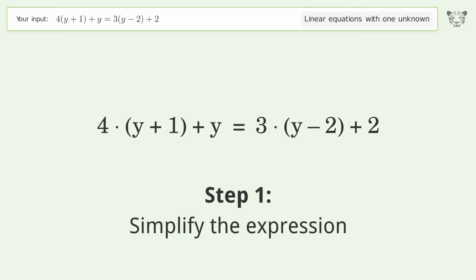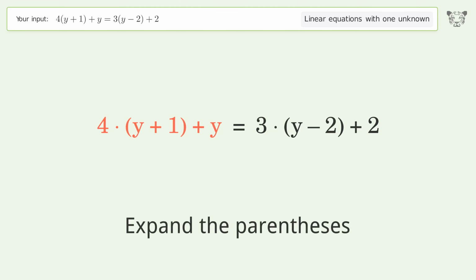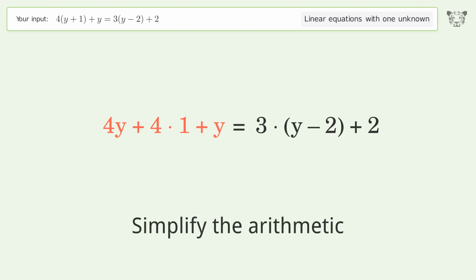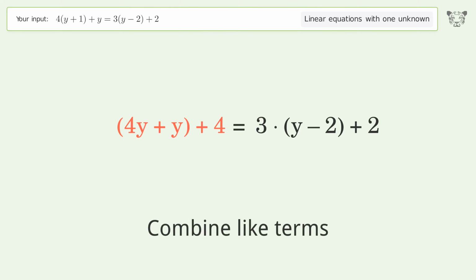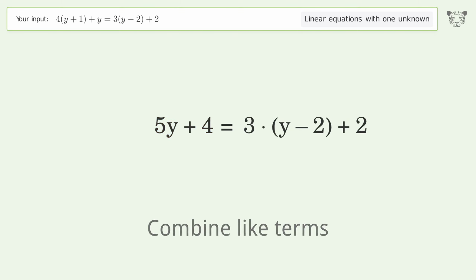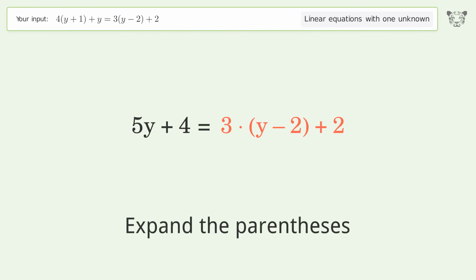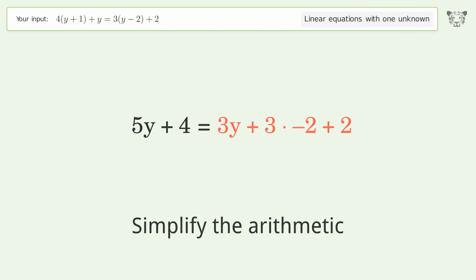Simplify the expression. Expand the parentheses. Simplify the arithmetic. Group like terms. Combine like terms. Expand the parentheses. Simplify the arithmetic.